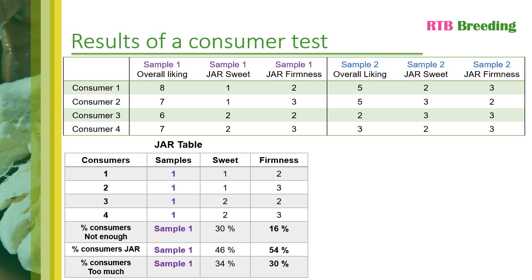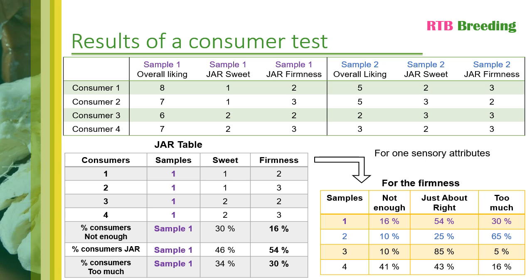From this table, for each sample and each sensory attribute, you can calculate the percentage of consumers who declared the attribute to be not enough, just right, or too intense. From this gray table, it's possible to extract the data by descriptor in a new table shown in yellow. Here is the example for firmness. In sample 1, we find 16% of consumers who found the sample not firm enough, 54% who found it just right, and 30% who found it too firm. Constructing this type of table will then be useful for calculating acceptability thresholds.